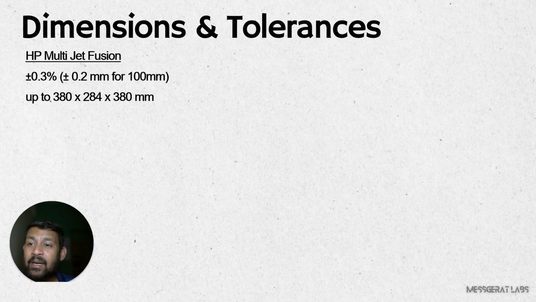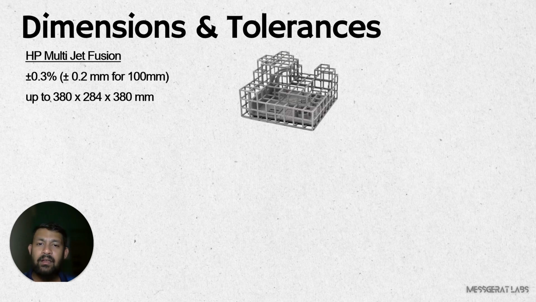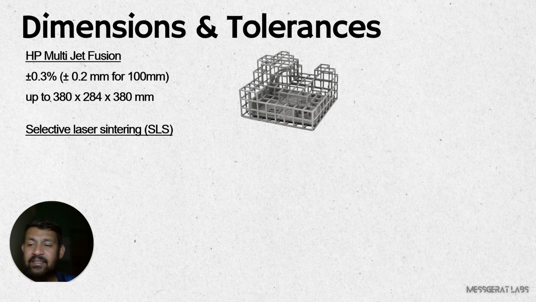So in case of multi-jet fusion, it is 380 mm, 284 into 380. So this much big part you can make. Now, in case you're designing a bigger part, you have to split and plan the printing accordingly. So this is a part made in MJF. Then we talk about selective laser sintering.